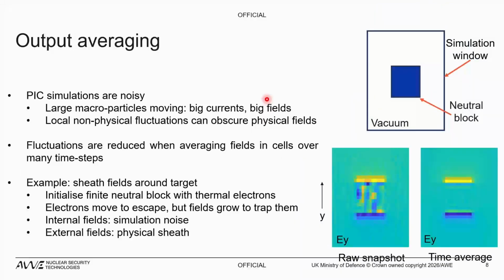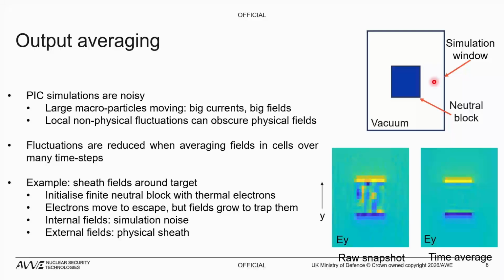And then PIC simulations can also be really noisy. So you might find it more useful to print averaged quantities of your variables over multiple time steps. A good example of where we can do this is if we initialize a target with a vacuum surrounding it in a simulation window, and just look at what happens to the electric fields over time. If our target is heated, then it's going to have charged particles bouncing around on the inside. Some will try to escape, but they'll leave their opposite charge behind, so they'll get drawn back in. You'll set up physical sheath fields around the outside.